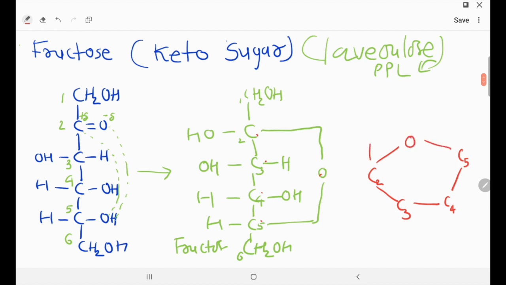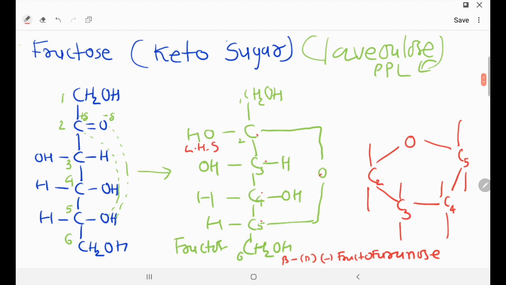Now let's complete the remaining valency. Here you can check the position of OH is on the left hand side. So it is an example of beta D, because in the last one the OH was on the right hand side. So this is an example of beta D fructofuranose.